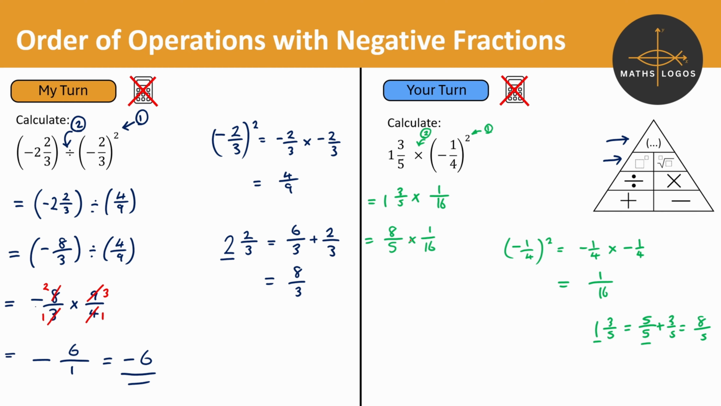Then I'll look to simplify if I can, and I can divide through by 8 on the numerator here and on the denominator here. Then I'll go ahead and multiply my fractions together. 1 multiplied by 1 is 1, and 5 multiplied by 2 is 10. So you should have got an answer of 1/10.